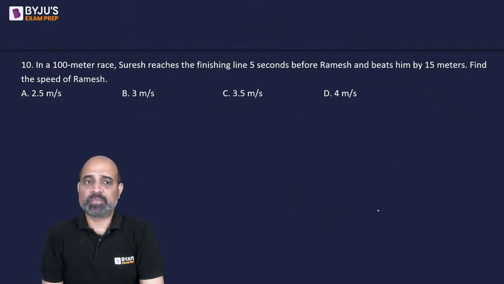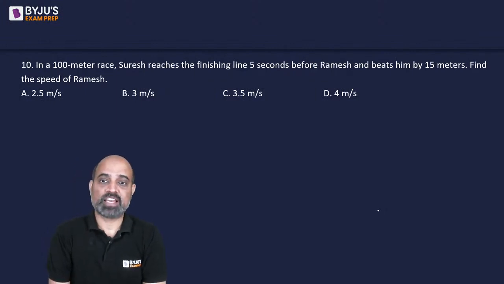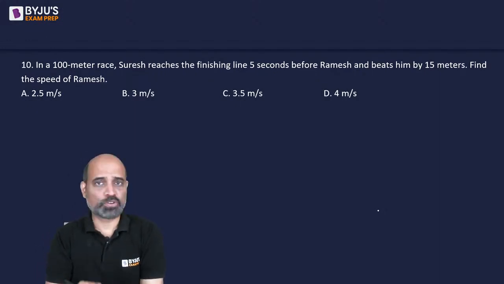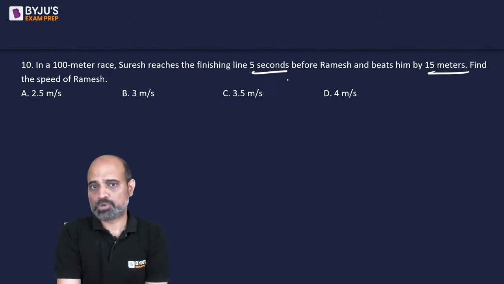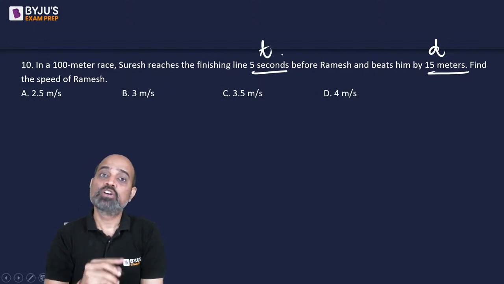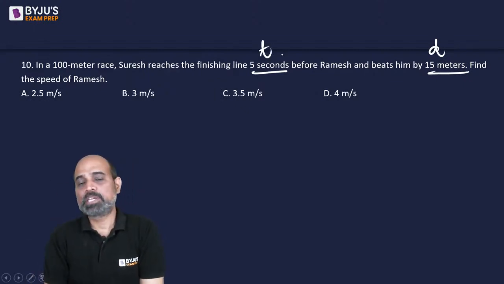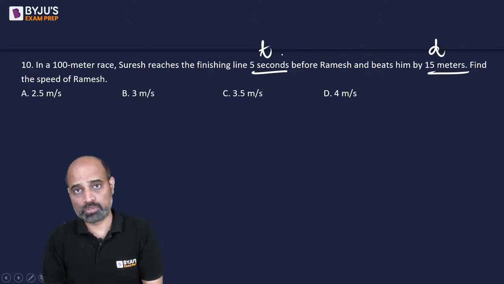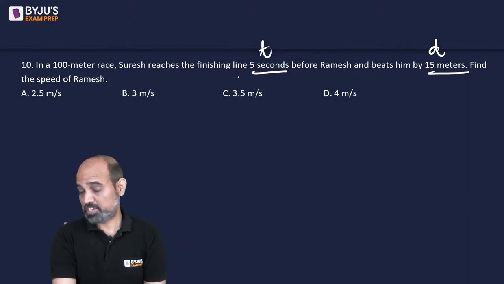Next is in a 100-meter race, Suresh reaches the finishing line 5 seconds before Ramesh and beats him by 15 meters. Find the speed of Ramesh. Very straightforward question. It's a very common question. ये 15 और 5 जो है ये आपका डिस्टेंस एंड टाइम है. किसका? जो पीछे आ रहा है. पीछे कौन आ रहा है? Between Suresh and Ramesh, who is going to lose? So Suresh reaches the finishing line, so that means Ramesh is the loser here.